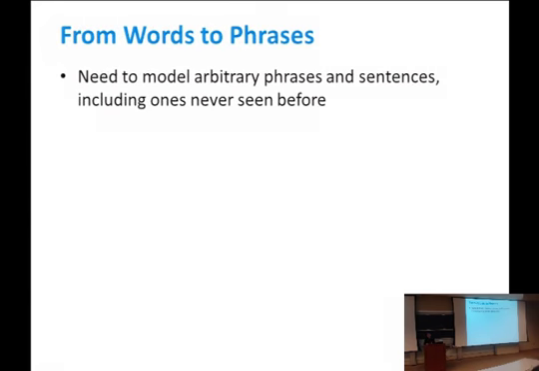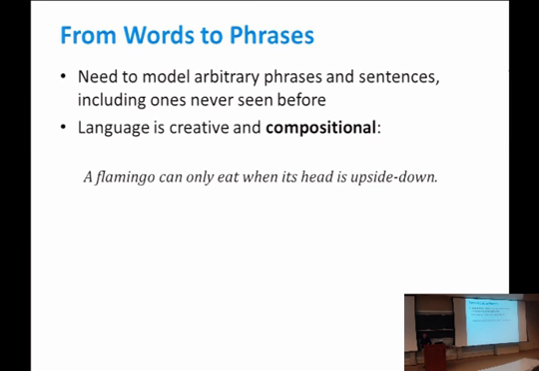But in order to move towards the type of inferences that I was talking about earlier, you actually need to model more than word-level meaning. You also need to model phrase-level meaning, and so the meanings of arbitrary phrases and sentences, including ones that you've never seen before. In other words, language is creative and compositional. Unless you're some expert in animal trivia, it's likely that you've never heard this particular sentence: a flamingo can only eat when its head is upside down. And yet we're all able to understand the meaning of this sentence because we know about the meanings of the parts and how they're put together to form the meaning of the whole sentence.